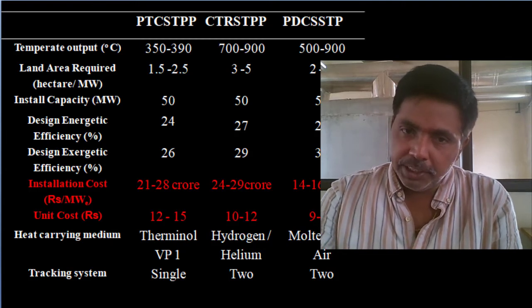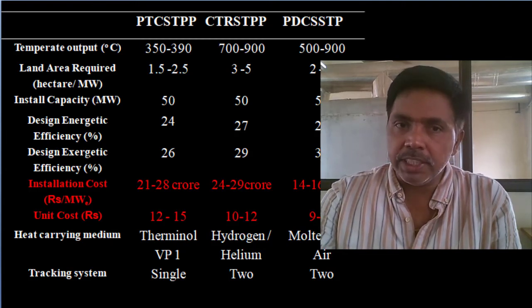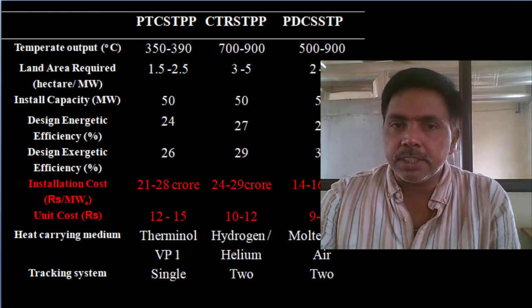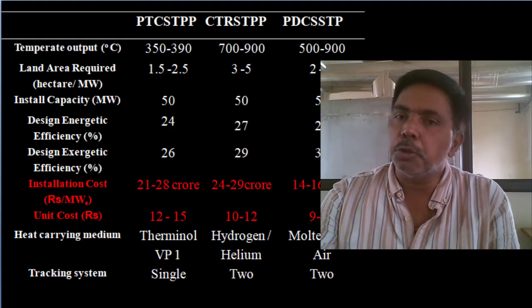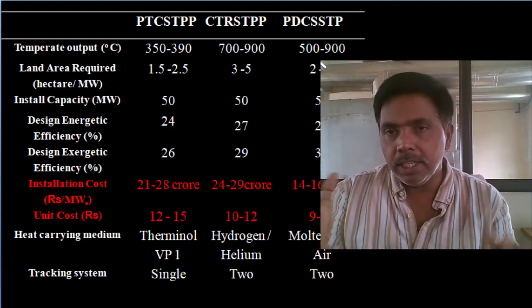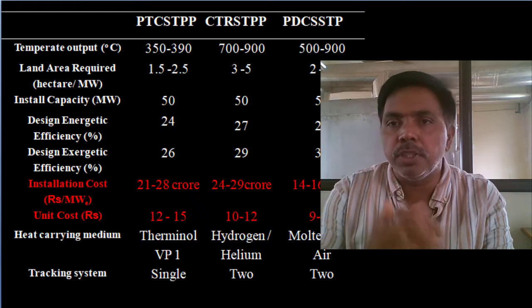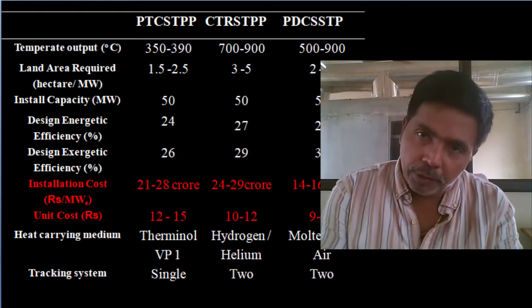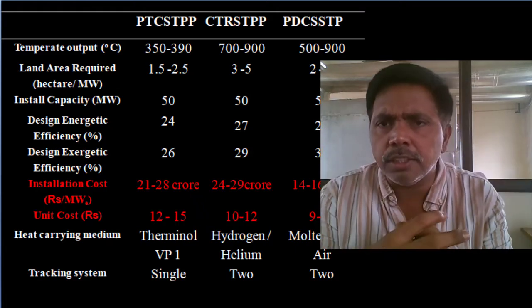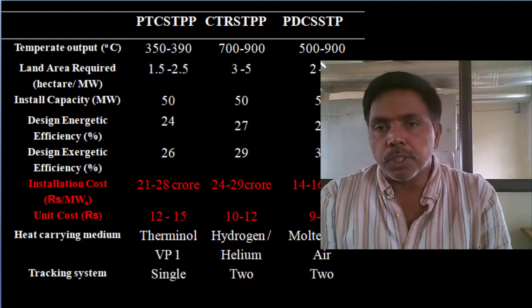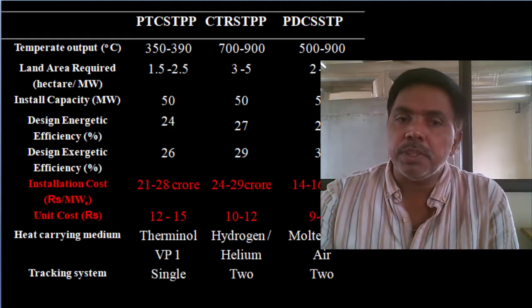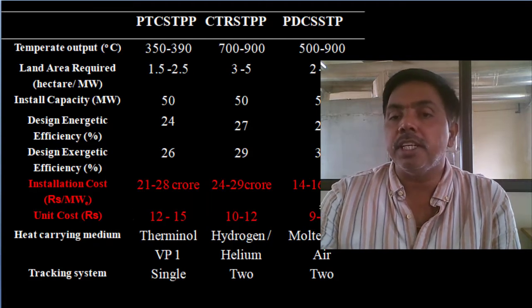Next, the unit cost. You can see the design efficiencies are high, not 15%, but 24%, 27%, 30% also. Why? Because the entire solar radiation, visible radiation, infrared radiation, ultraviolet radiation, all radiations we are using for generation of the power, no doubt. But the investment cost, installation cost and unit cost are high.